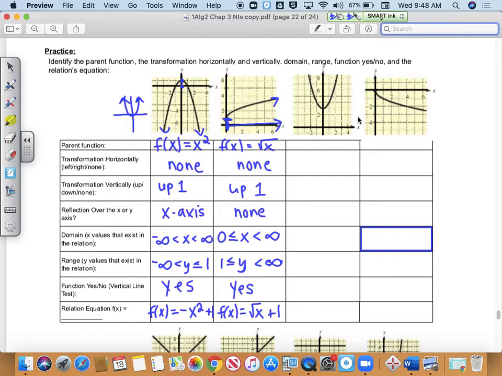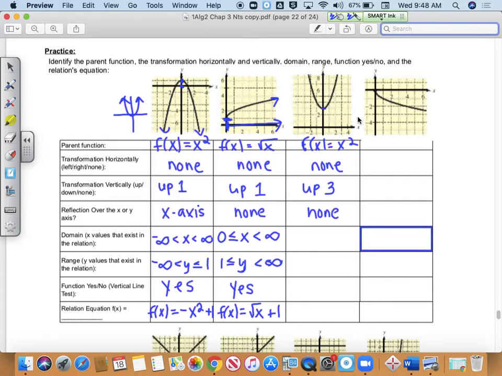All right, so the parent function for this, again, is f of x equals x squared. This is moved up. This is kind of weird, the numbering. It looks like this would be 3, I think. So it's moved vertically, not horizontally, so no horizontal movement, but it is moved up 3 units. It's not reflected over the x or y axis.